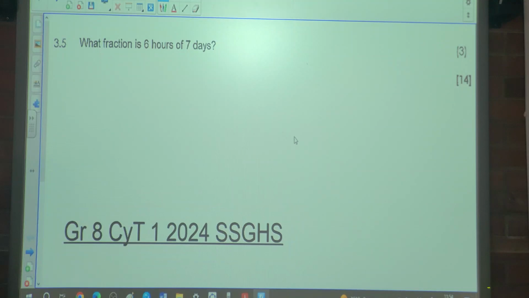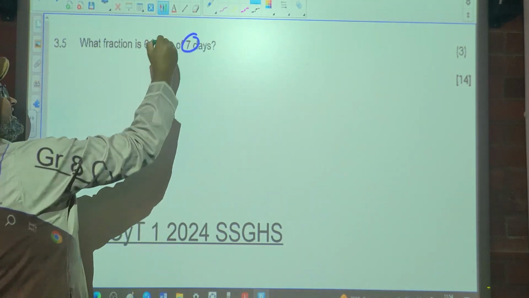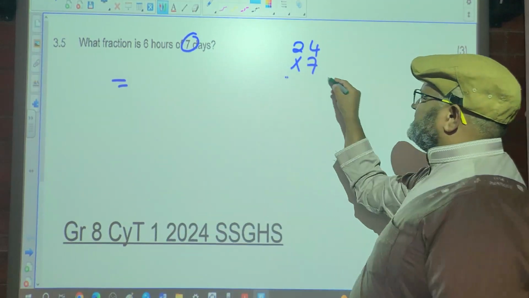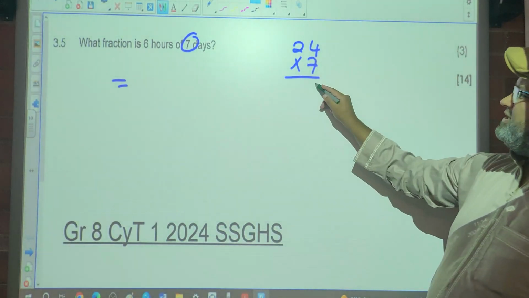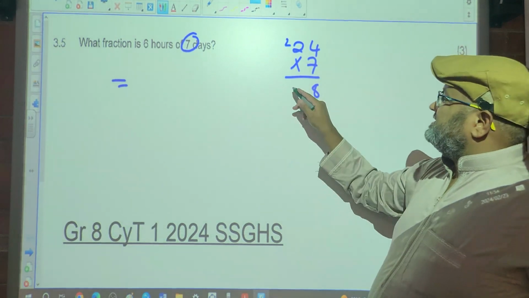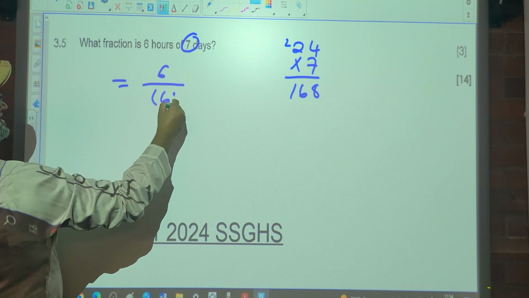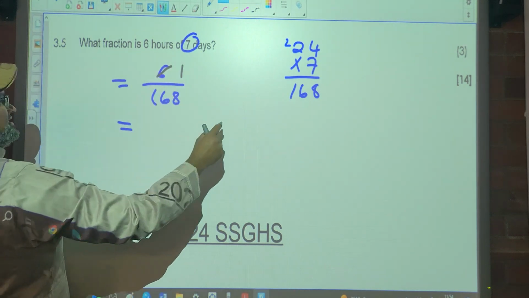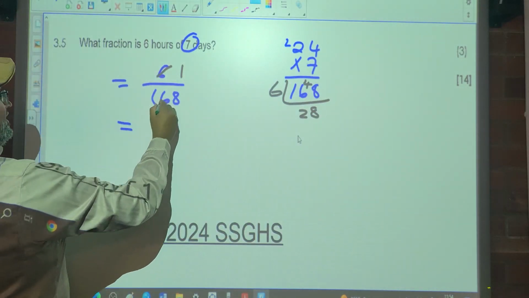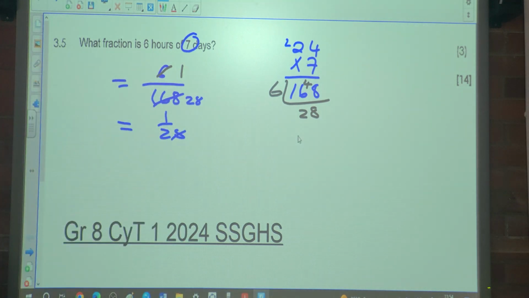Then we are asked, what fraction is 6 hours of 7 days? Now, how many hours are there in a day? 24. So it's 24 multiplied by 7. 7 multiplied by 4 is 28. 7 multiplied by 2 is 14, plus 2 is 16. So 6 hours out of 7 days, which is 168. Now 6 goes into 6 once, and 6 goes into 168, it goes 28 times. So the answer will be 1 over 28. Okay. Any confusion there?